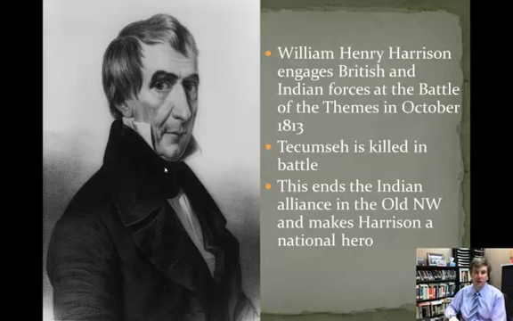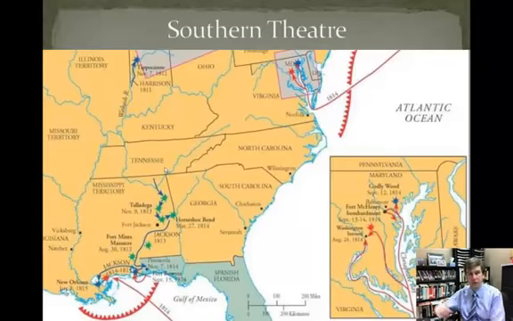It's also in 1813 that William Henry Harrison will engage the British and Indian forces at the Battle of the Thames. Tecumseh, in fact, will be killed in this battle. It's rumored that Harrison did the honor himself. And this ends the Indian alliance in the Old Northwest and makes Harrison a national hero. He will use this to his advantage, and the Whigs will use this to their advantage. We'll talk about the Whigs later on when Harrison is elected president in 1840.